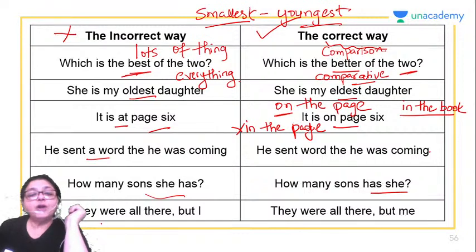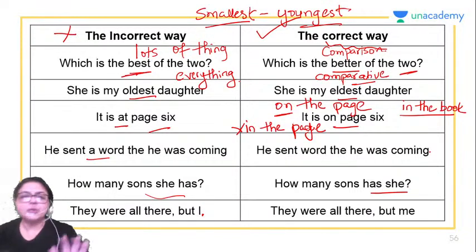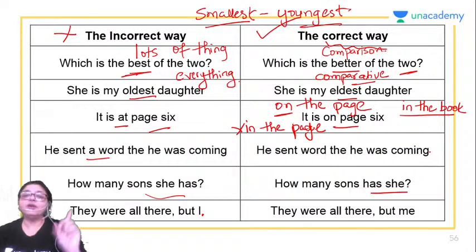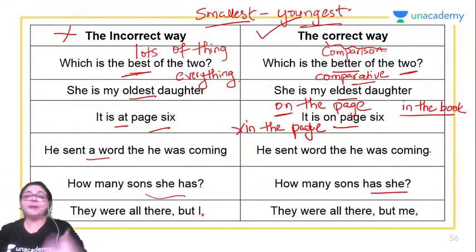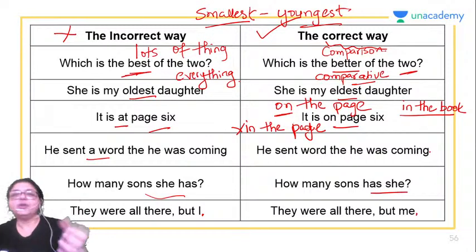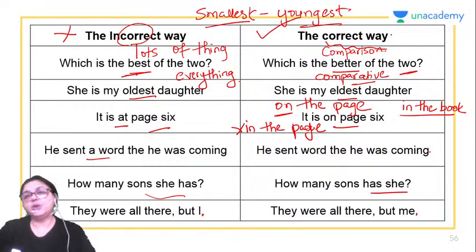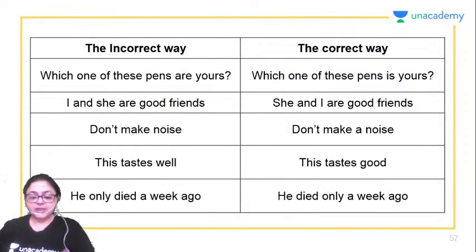And they were all there but I. When I talk about a group of friends, when I want to say they were all there but I. No, it's never going to be but I. It's going to be they were all there but me. So, these were some words which we use very incorrectly, and the way we are going to use them correctly. And now, one more set.